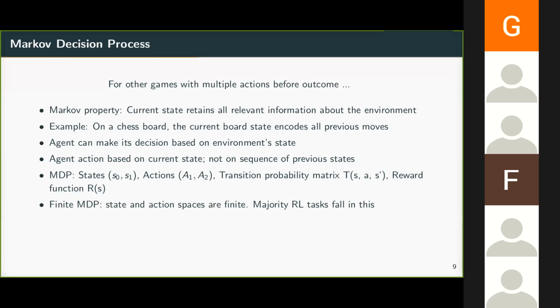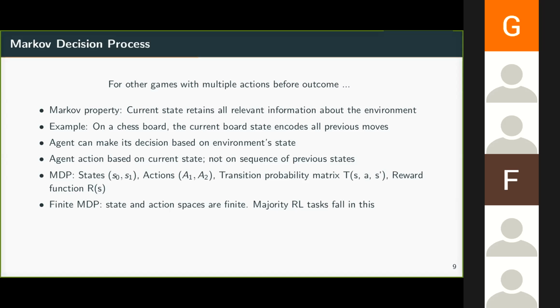The game that we are coding for is a finite Markov decision process, meaning there are a finite number of states and a finite number of actions so that your matrix is finite. If either one of them is unlimited, you cannot really learn anything. So the majority of RL tasks will fall into this finite Markov decision process. The only complexity is the number of states and actions, like chess having more states than tic-tac-toe and Go having more states than chess. So the state space increasing is the only complication.